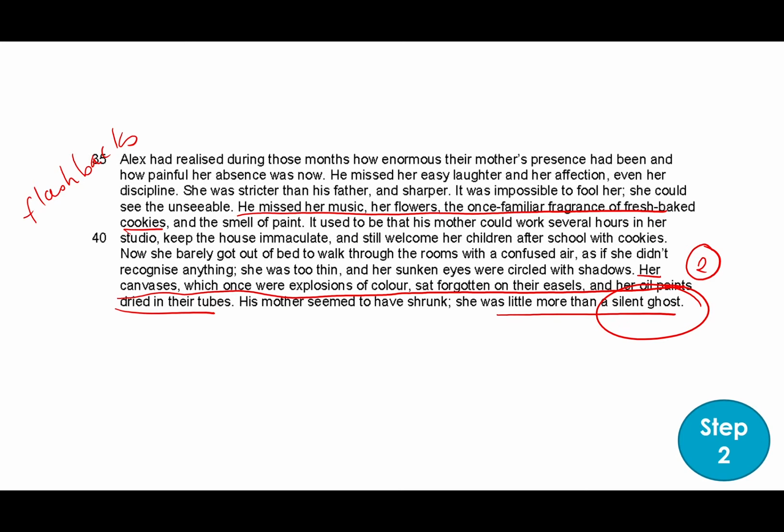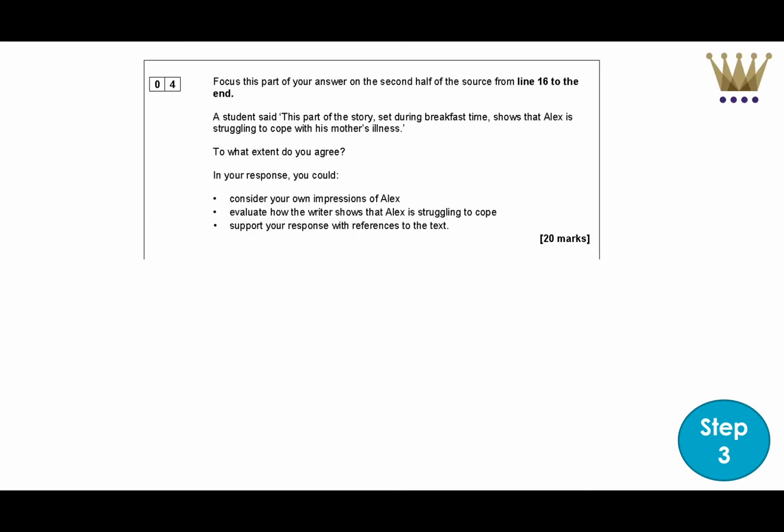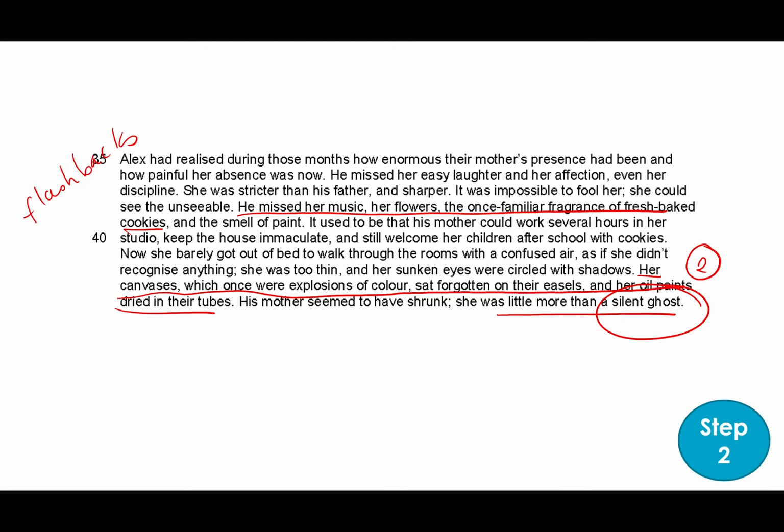So let me go back to my question. Now I'm looking at step 3. I'm planning. I broke down the statement into Alex is struggling to cope and it's his mother's illness. Do I agree or disagree with each part of those statements? Actually, here I think I agree with both. So I agree that he's struggling to cope because he's snapping and things like that. And I agree actually it is because of his mother's illness, because the writer paints a really positive picture of the mother beforehand. You know, she's got easy laughter, she's affectionate, but now she's changed.